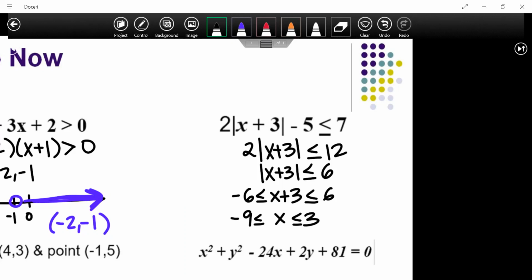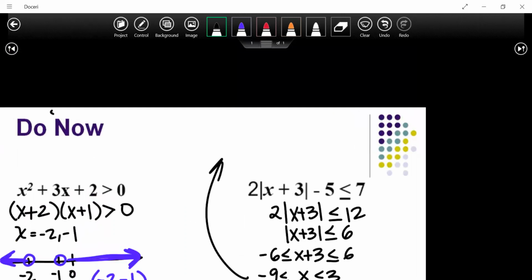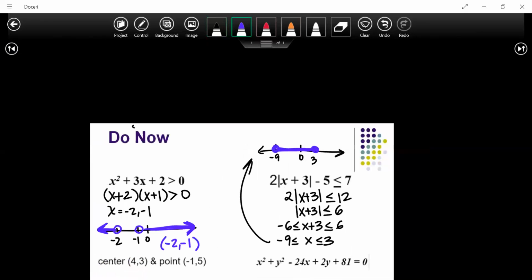We want to graph this interval as well, so I'm going to take my solution and graph it right up above it. My interval for this will be from -9 to 3. Are these open or closed? Closed. Connected or not connected? Connected. So that's how that one is going to look.